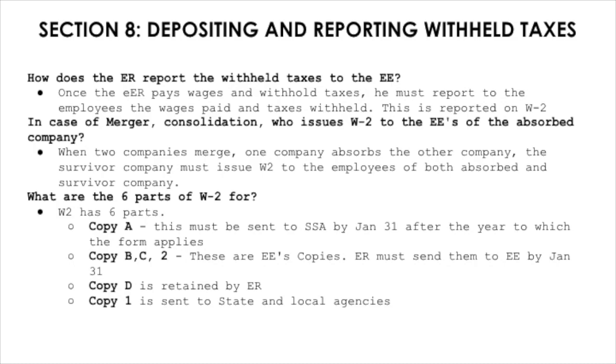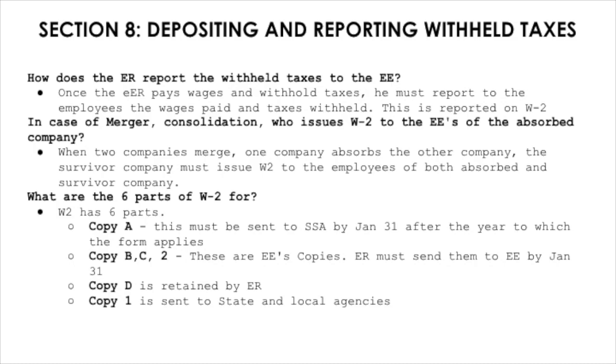In case of merger consolidation, who issues the W-2 to the employees of the absorbed company? When two companies merge, one company absorbs the other company. The survivor company must issue W-2 to the employees of both absorbed and survivor company.